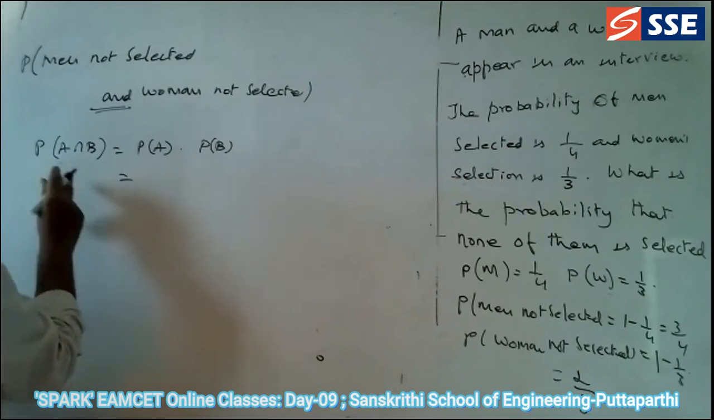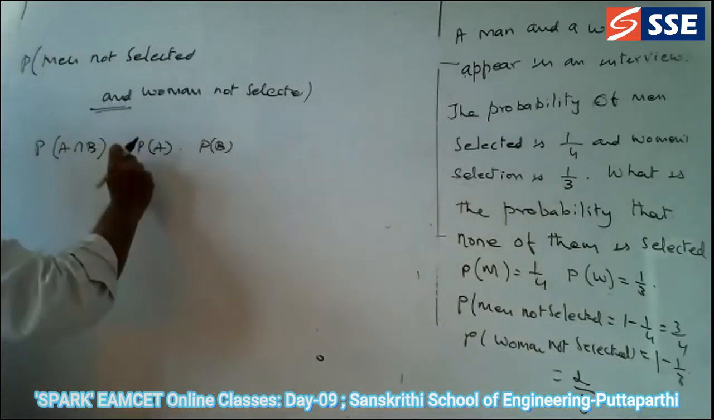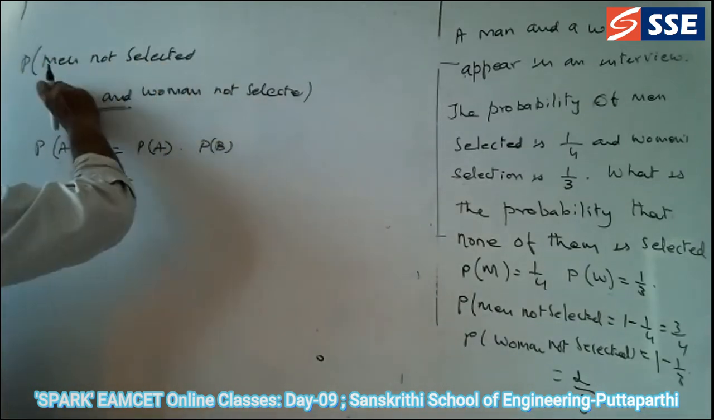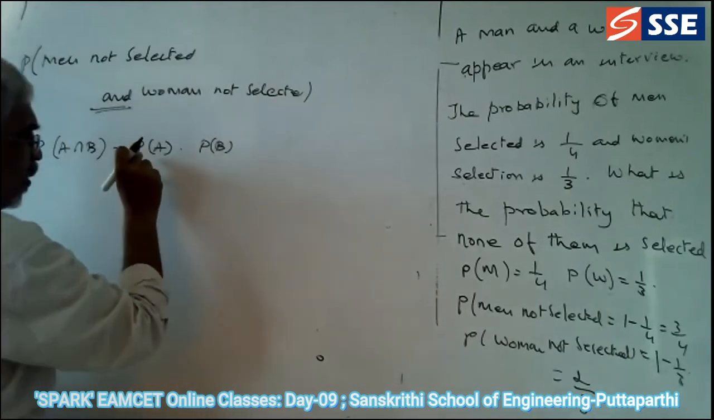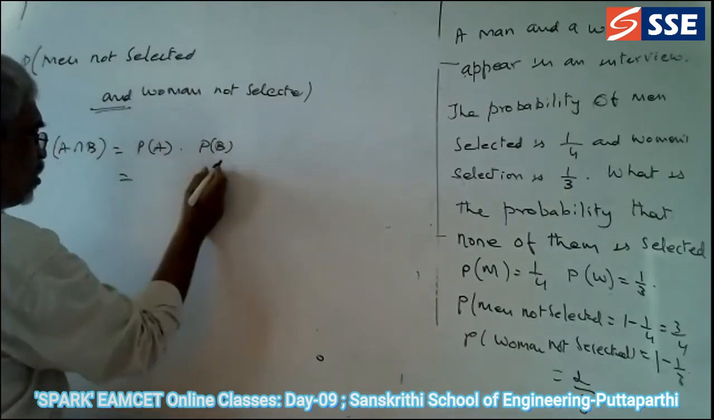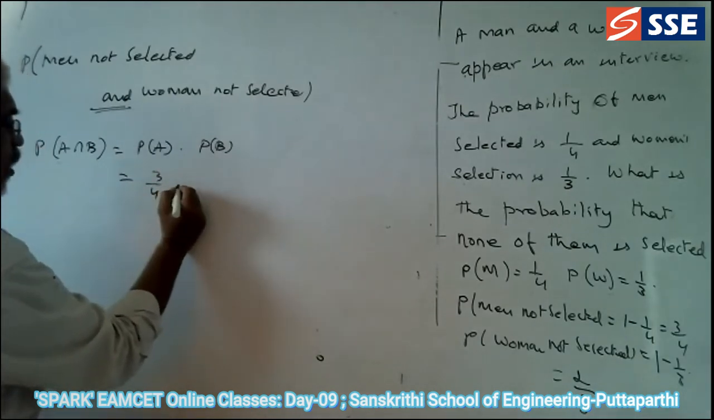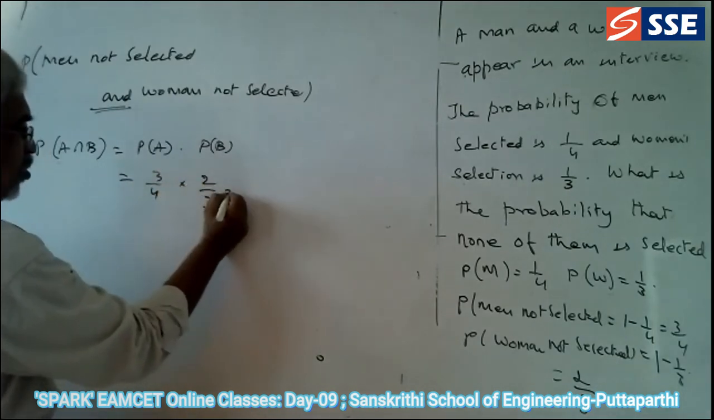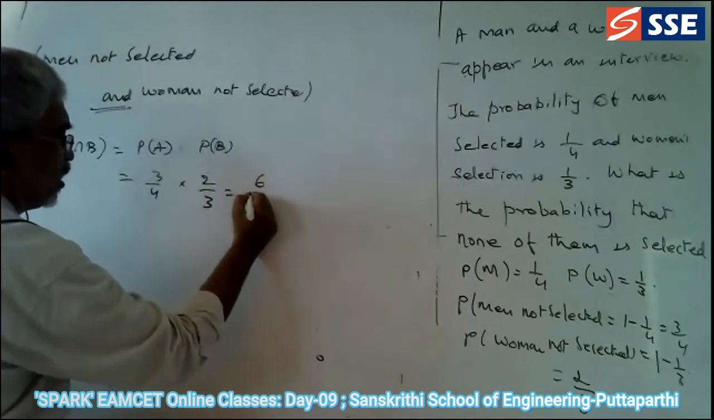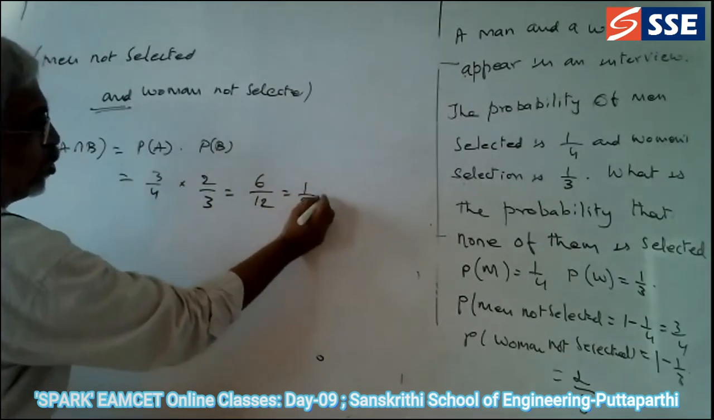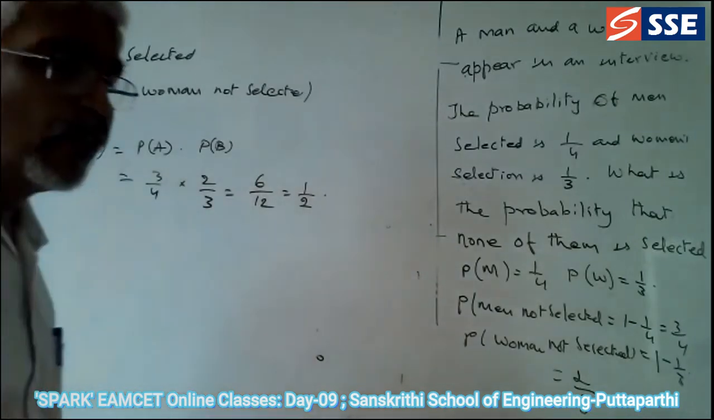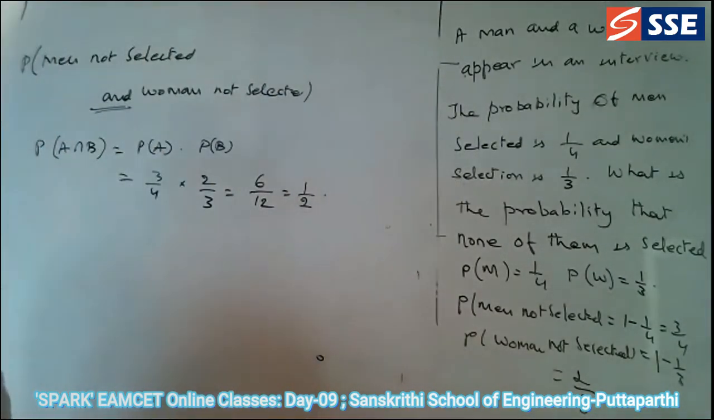So the same thing. Here A is men not selected, B is woman not selected. So you can say probability of A into probability of B. So straight away we can put 3 by 4 into 2 by 3. So this is the answer. So answer is 6 by 12, which is 1 by 2. Many of you have given 0.5. It is right. 1 by 2, 0.5, everything is right.